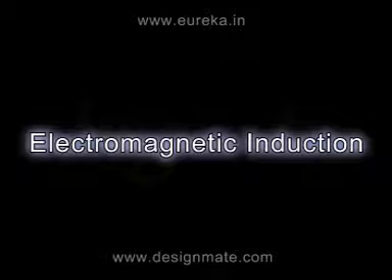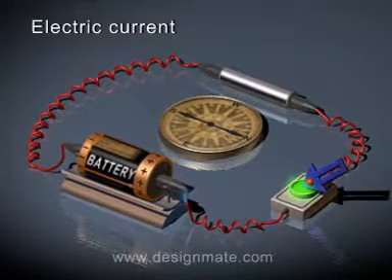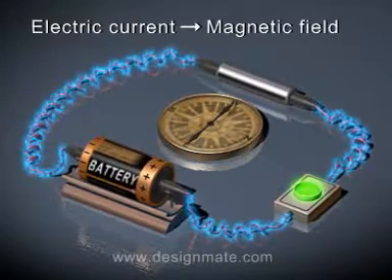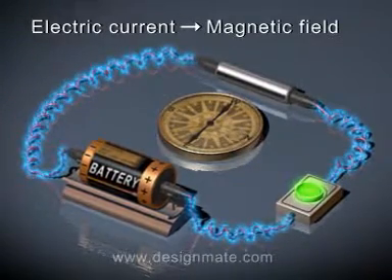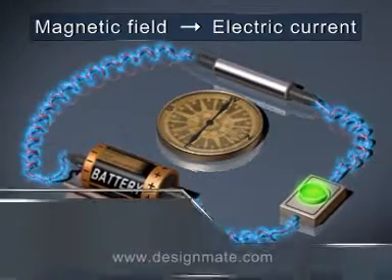Electromagnetic induction. We have already seen that an electric current sets up a magnetic field. But many people wondered if the reverse of this is possible.